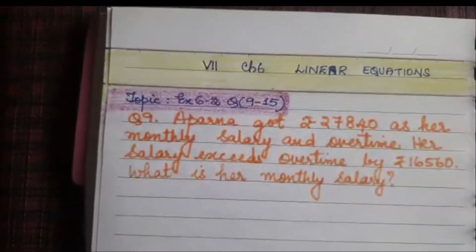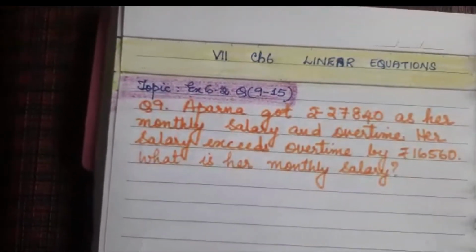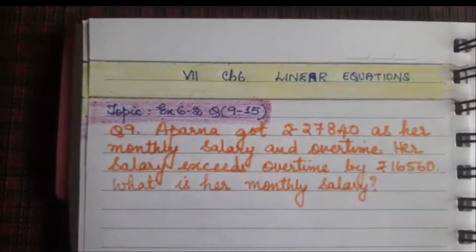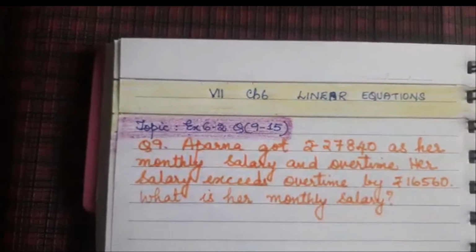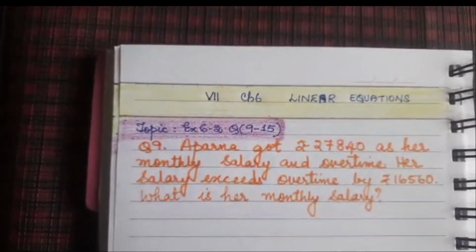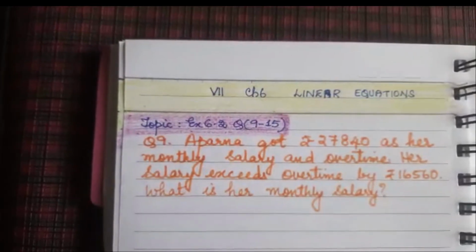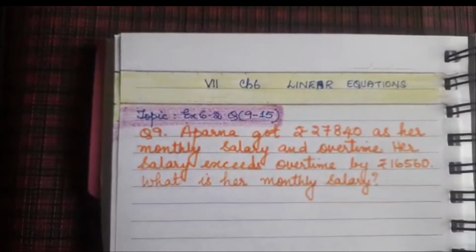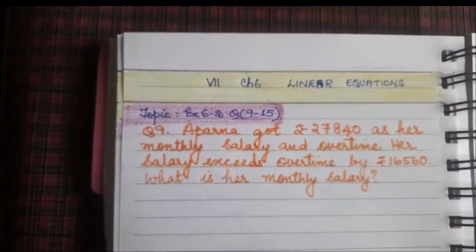Topic is linear equations, exercise 6.2. We have already done the first 8 questions, so now it is the 9th question. Aparna got 27,840 as her monthly salary and overtime. Her salary exceeds overtime by 16,560. So what is her monthly salary?